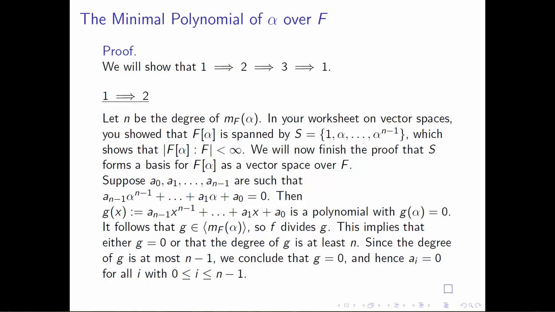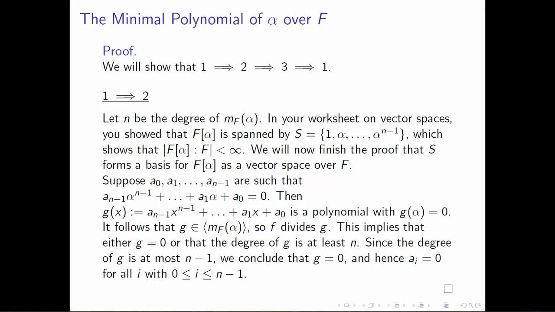So what this is saying is, if you have a polynomial of degree n on which alpha evaluates to 0, then the smaller powers of alpha, alpha to the 0 power, alpha to the first power, alpha to the second power, and so on up through alpha to the n minus first power, are going to be enough to generate at least F adjoin alpha. And that's really enough to show that this is a finite dimensional vector space, which is 1 implies 2.